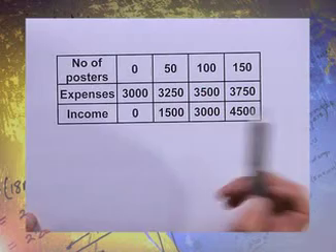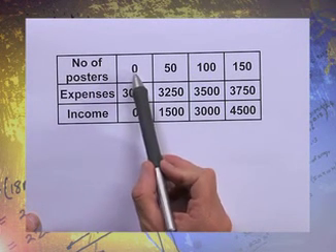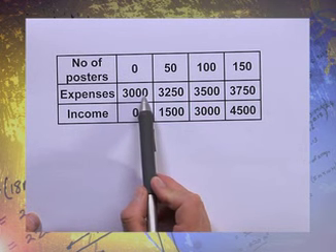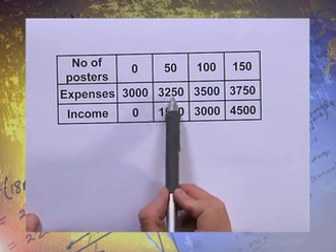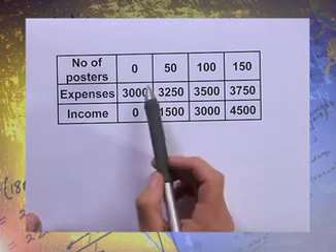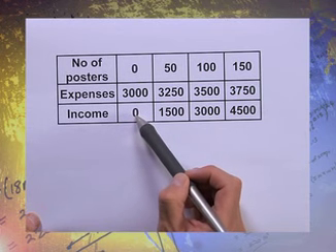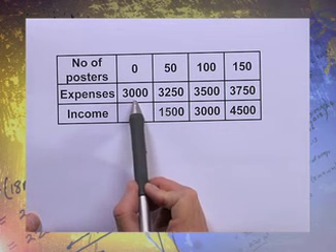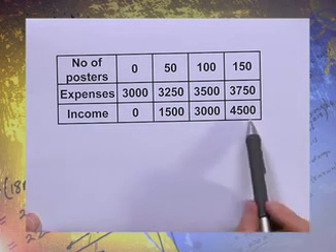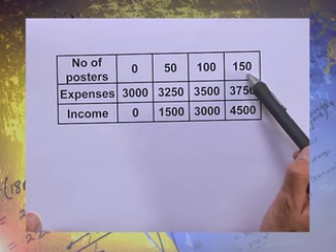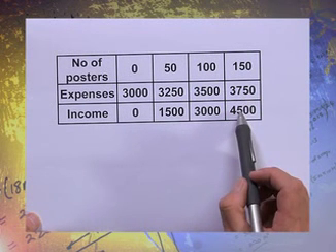Okay, now let's have a look. We had a number of posters that this guy was creating. And notice, if he made no posters, his expenses were 3,000. Then if he made 50 posters, his expenses became 3,250, and so we went on. The income, well, at this stage, notice this is terrible. If he didn't make any posters, he's not going to make any money, but he still has the beginning expenses. And so after 50 posters, he's going to make 1,500. But what's brilliant here, if you look at this, when he makes 150 posters, he laminates them. What's going to happen is that his income is more than his expenses, and that's great.